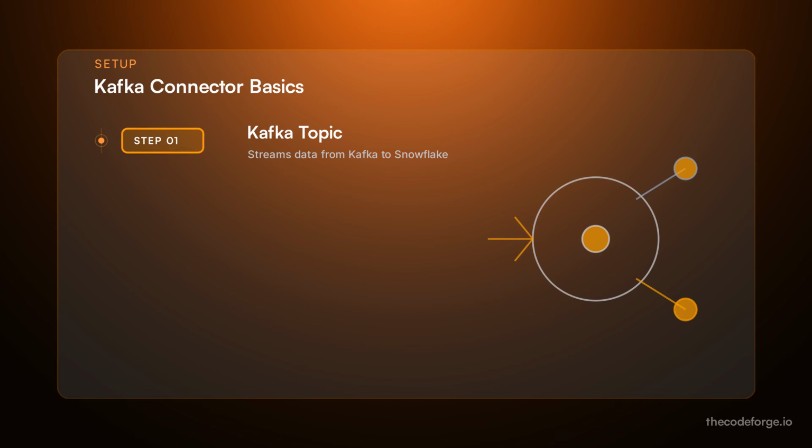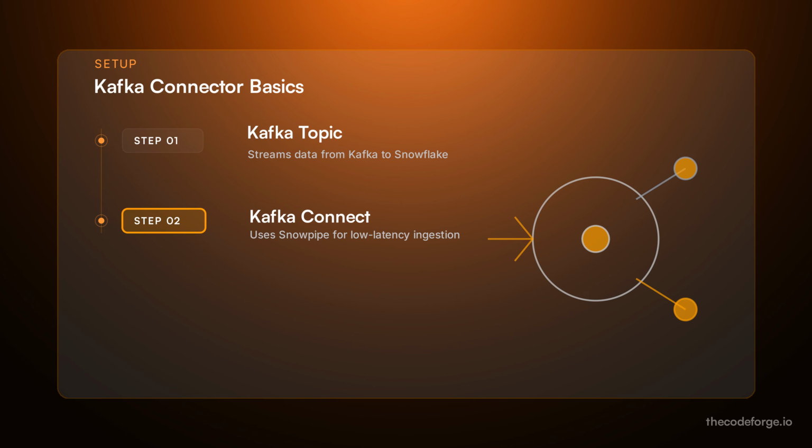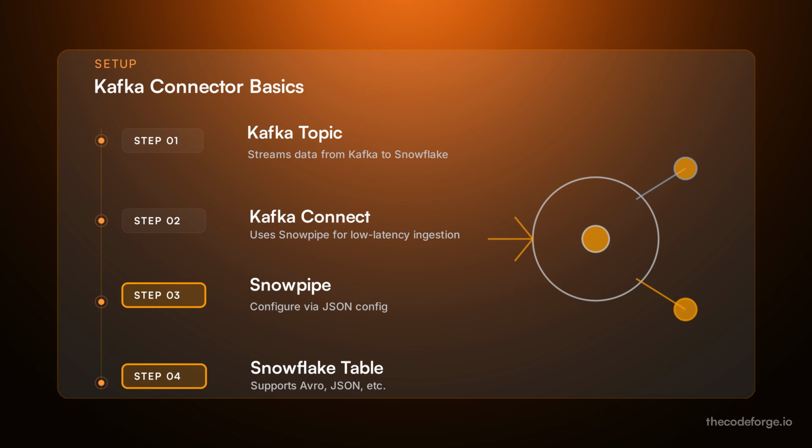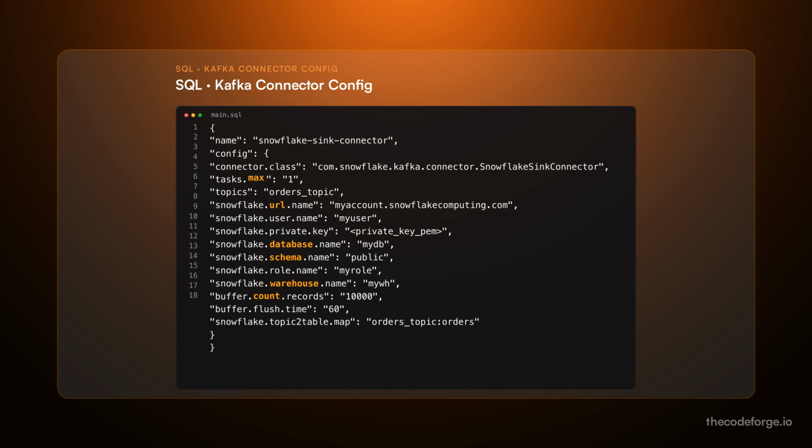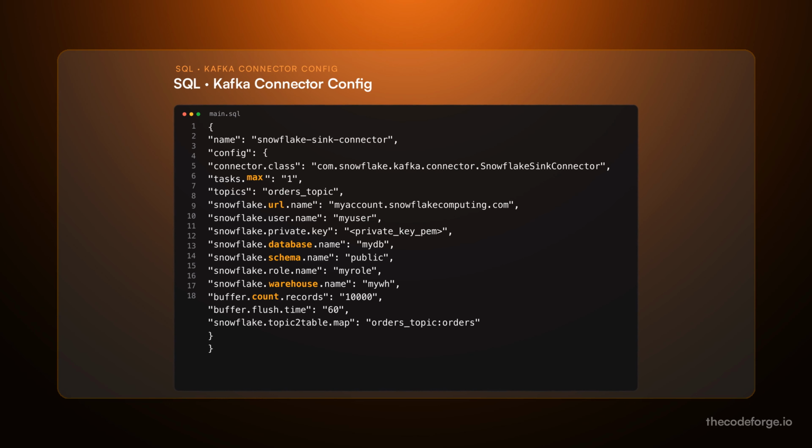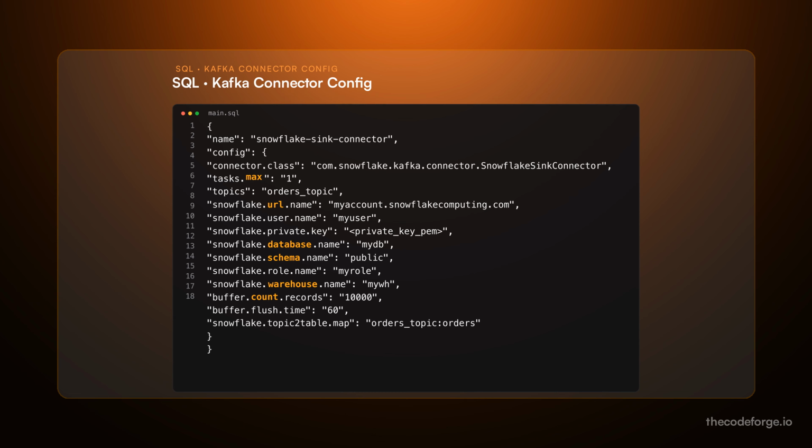The Kafka connector ingests data from Kafka topics into Snowflake tables in near real time. It runs as a Kafka Connect sink connector and uses Snowpipe for efficient ingestion. Configuration is done via a JSON config file with support for Avro, JSON, and other formats. Here's a sample connector configuration. It maps the Kafka topic, orders topic, to the Snowflake table orders. Key settings include buffer count and flush time to balance latency and cost. Use key pair authentication for security.